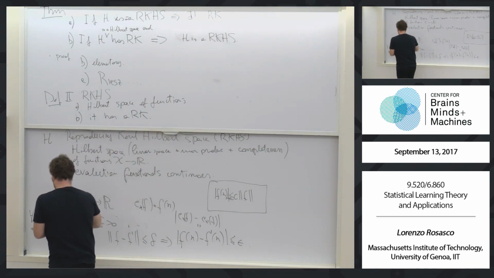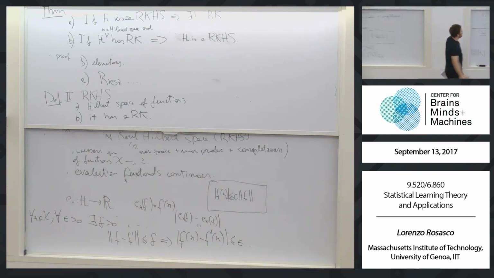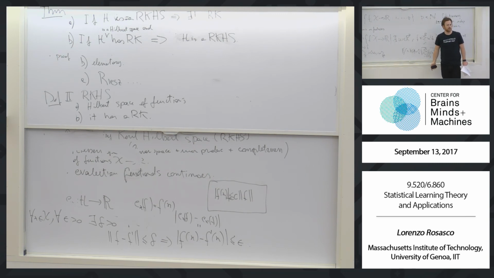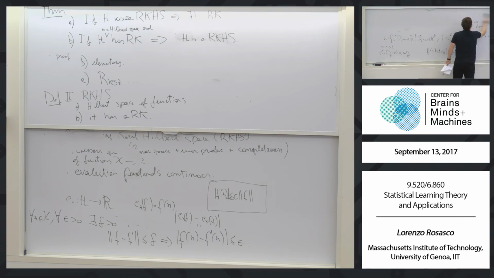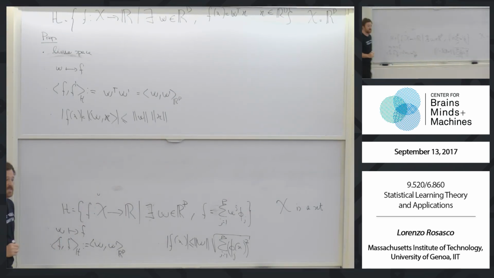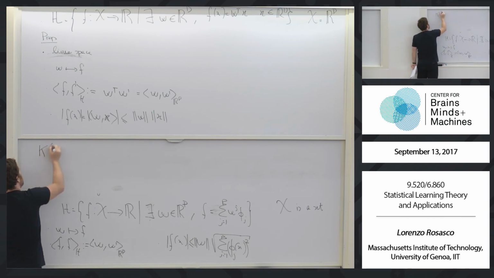All right, some examples. Is this a reproducing kernel Hilbert space? And if it is, what is the kernel? Well, I claim that this is a reproducing kernel Hilbert space. It's clearly a Hilbert space. It's linear, it has an inner product, I defined it, it's all good. I just have to check that it has a reproducing kernel, and I claim that the reproducing kernel is this guy.